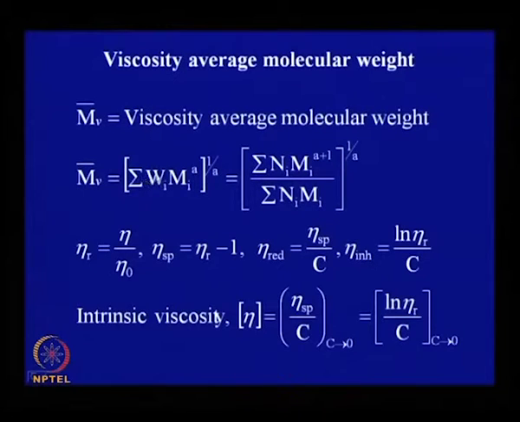Again, if you split Wi into Ni and Mi, it is a plus 1. In the screen probably you cannot see properly, it is a plus 1 divided by the sum of the product of Ni Mi raised to the power 1 by a. Okay. So, this is the expression for viscosity average molecular weight.